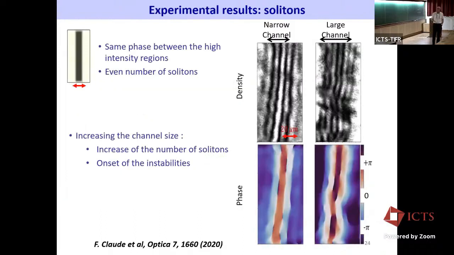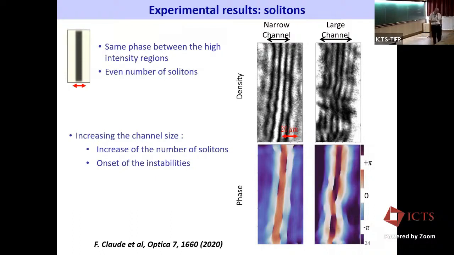We did the experiment. We create this kind of pump, with two high density regions and a channel in the middle. We have the same phase between the two high intensity regions, and then of course to accommodate the global phase, we can observe only an even number of solitons. In this case, 4. Increasing the width of the channel, we increase also the number of observed solitons, 6 in this case, and then we start to see the snake instability here, the onset of the snake instability.